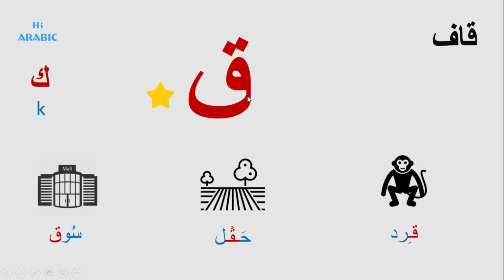Now I will read the examples, and I will use both sounds. قرد, قرد, حقل, حقل, سوق, سوق. Okay. Now, I will say again, and you repeat after me. Qird, haql, souk. I wish that everything is clear, and for more, I'm ready for any question.